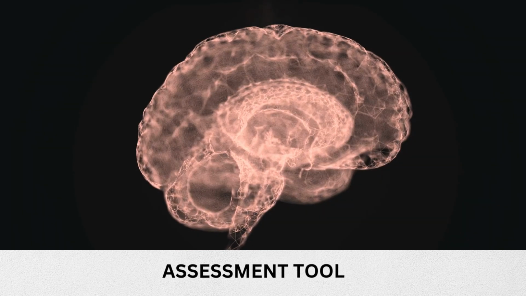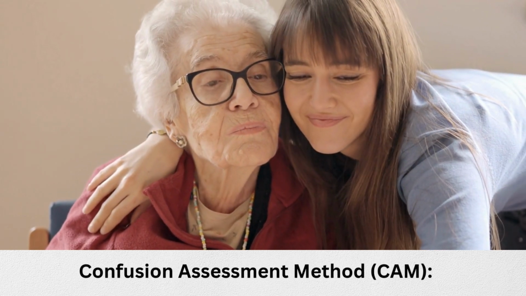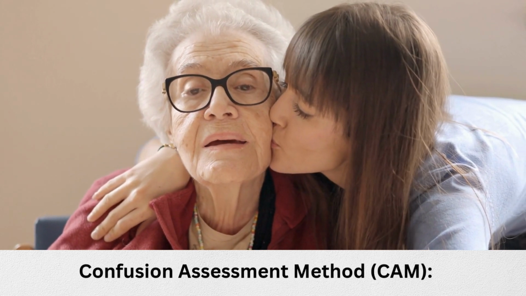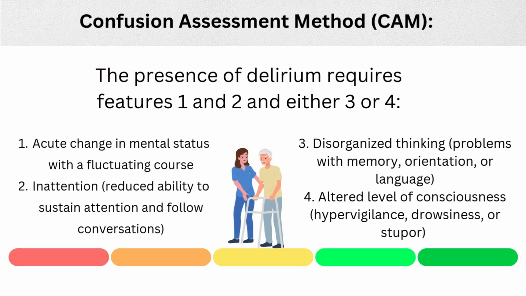Do we have any assessment to diagnose delirium? Yes, we have the Confusion Assessment Method, CAM, which contains 4 features. The presence of delirium requires features 1 and 2 and either 3 or 4. They are: 1. Acute change in mental status with a fluctuating course. 2. Inattention, reduced ability to sustain attention and follow conversations. 3. Disorganized thinking, problems with memory, orientation, or language. 4. Altered level of consciousness, hypervigilance, drowsiness, or stupor.